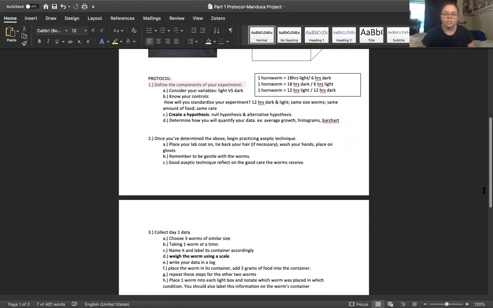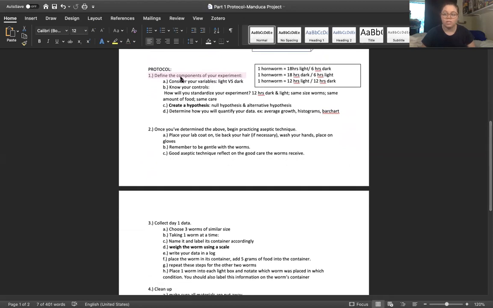So what you would want to start off with is, just like with the bacterial project, you want to define your components of the experiment. You want to consider what your variables are, what your controls are, how you are going to standardize your experiment, and you want to create your hypothesis, and determine how you'll quantify your data. So you want to always start off a protocol by having a really great discussion with your group, if it's group work, or with yourself, if it's an individual experiment.